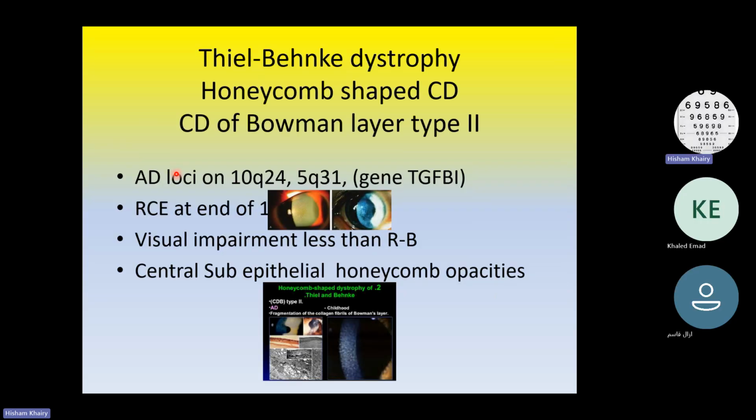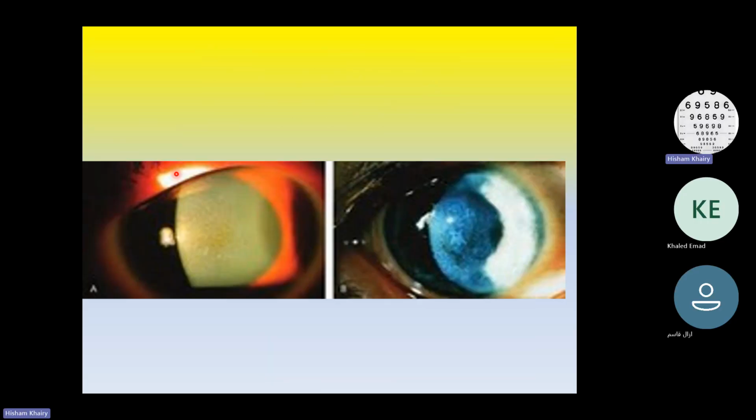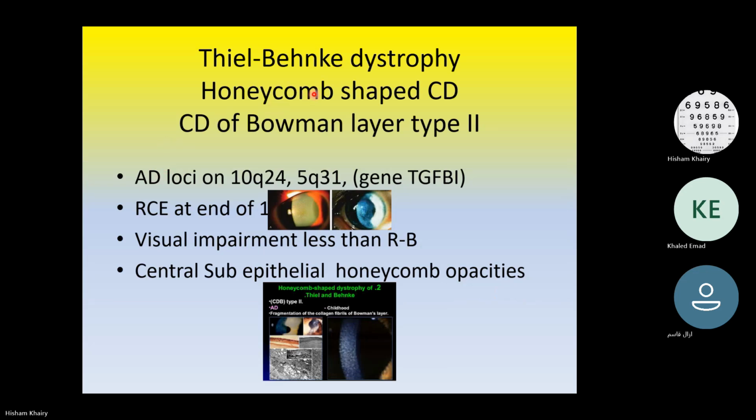Here is the Thiel-Behnke corneal dystrophy. This is the clinical picture you might see. It's also called the corneal dystrophy of Bowman layer type 2. Autosomal dominant on chromosome 10, long arm, the gene for transforming growth factor beta 1.